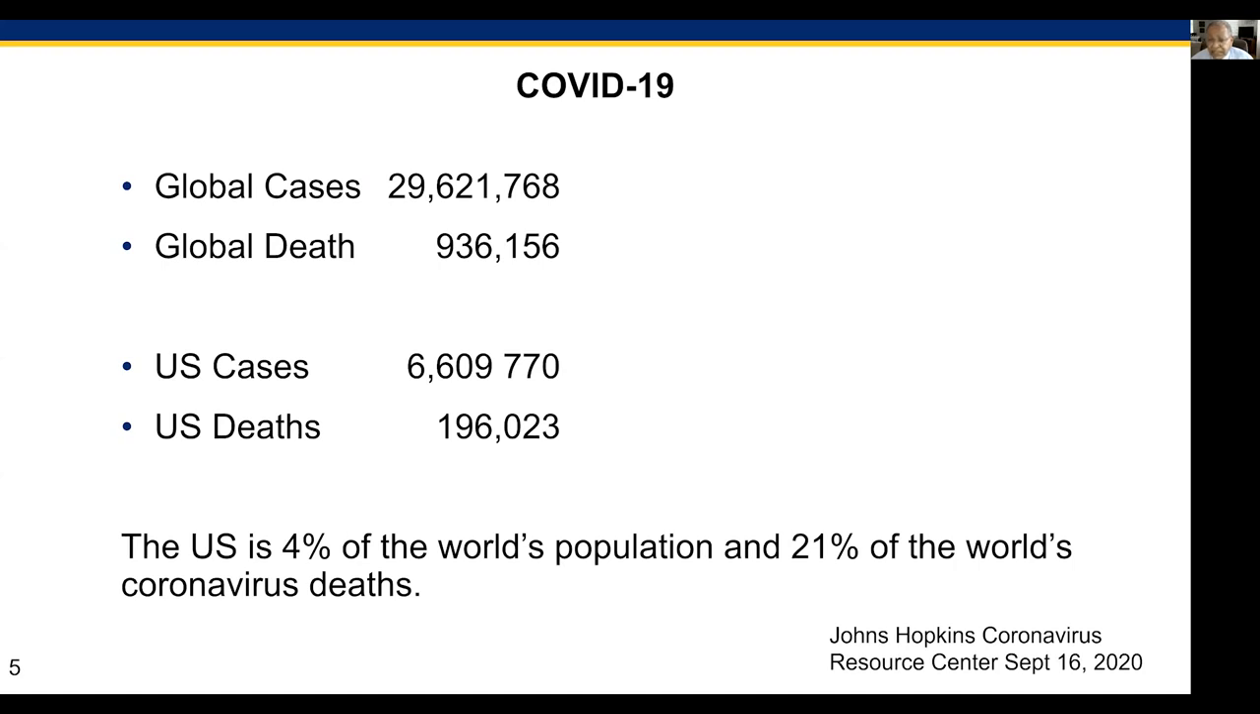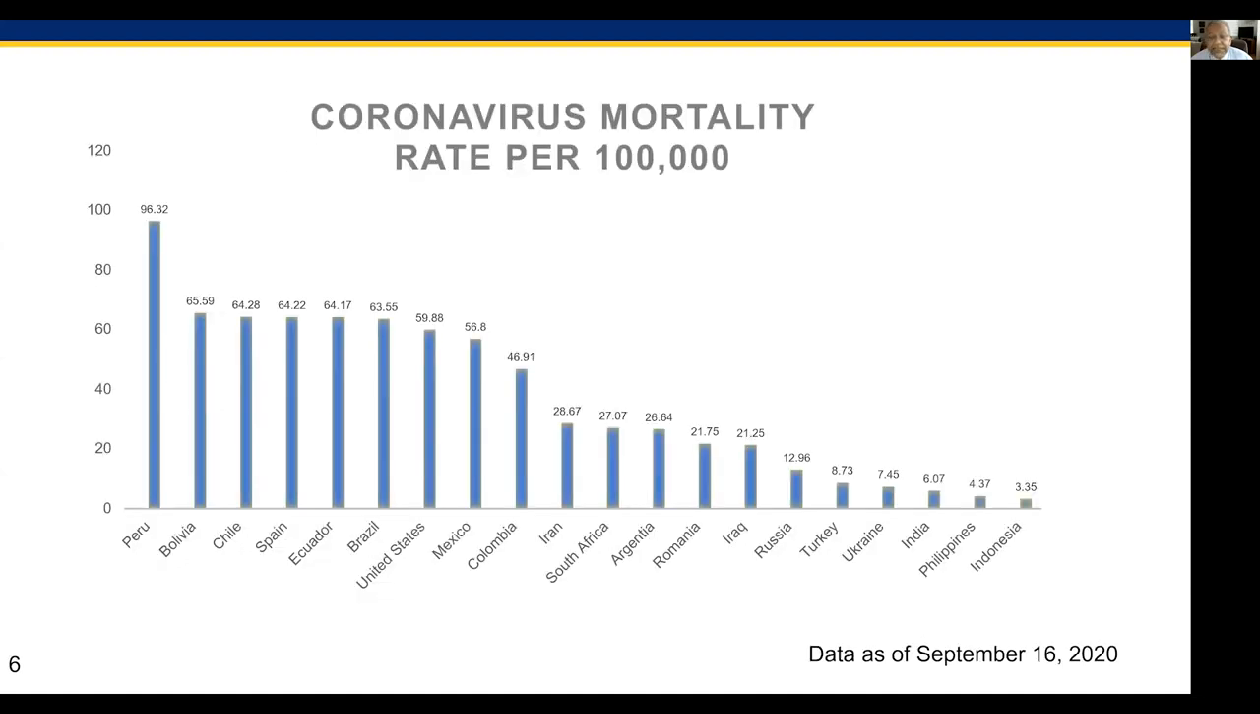The COVID-19 pandemic, according to the Johns Hopkins Coronavirus Resource Center, as of yesterday, 29.6 million global cases, 936,000 deaths. In the United States, 6.6 million cases, and closing in on 200,000 total deaths. I'll note that the US is 4% of the world's population. However, we are 21% of the world's coronavirus deaths.